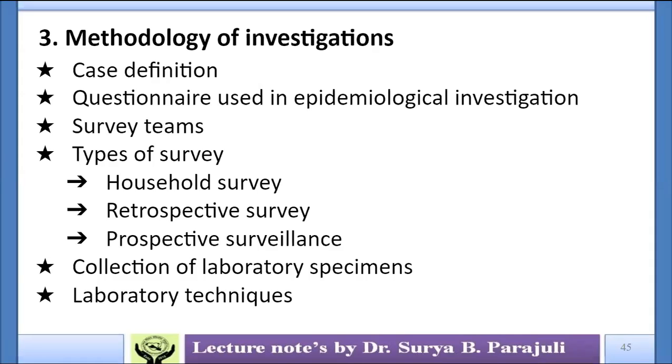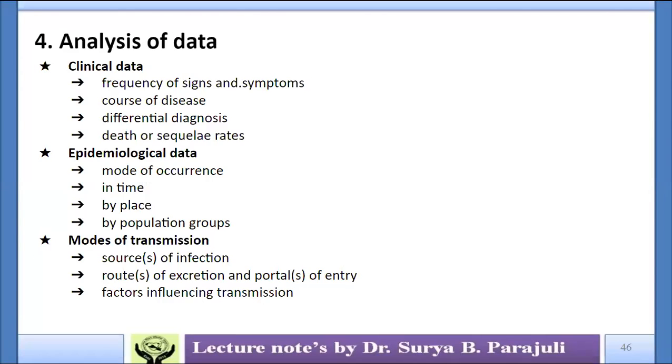So you go for genotype, or you only go for serotype? You need to mention all. Then you need to analyze this data. Okay, analysis of data. For that, you may need the help of a statistician, or if you are wise enough, you can do it yourself.